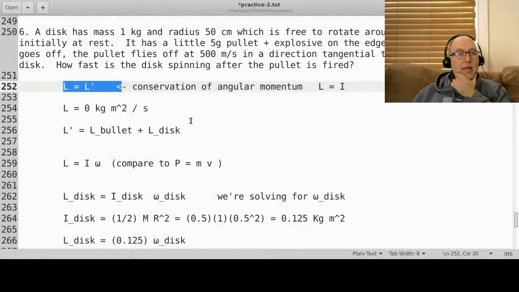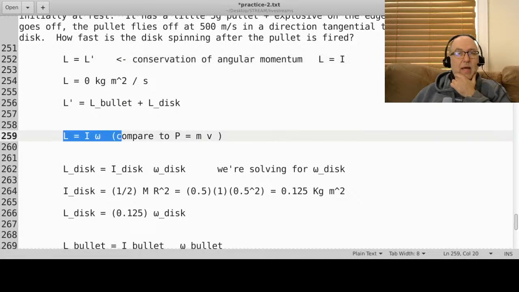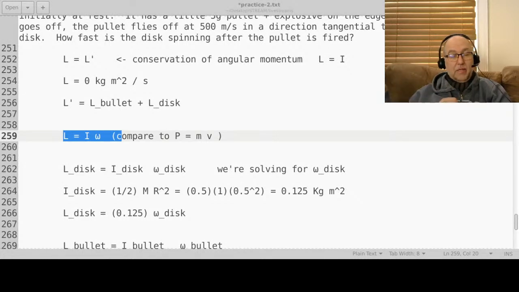And angular momentum, like this one, is calculated by I times omega for all the pieces before and after, and they have to be equal because it's conserved. And of course, there are the linear momentum problems as well that we did on Monday.